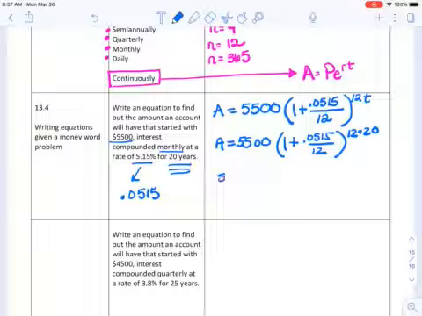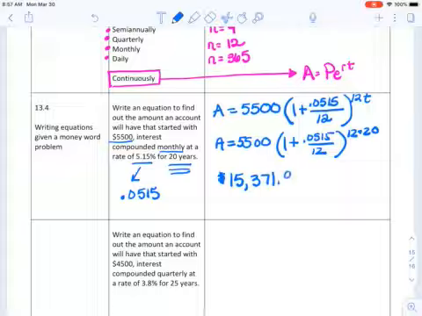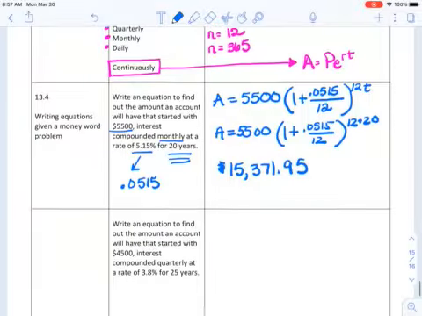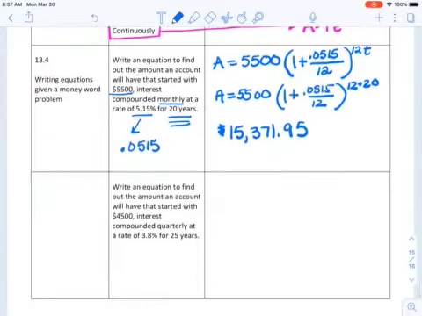And the amount we're going to end up with after 20 years is $15,371.95. And you have to ask yourself, does that seem reasonable? So basically in 20 years, am I going to triple the amount of money that I have in there?